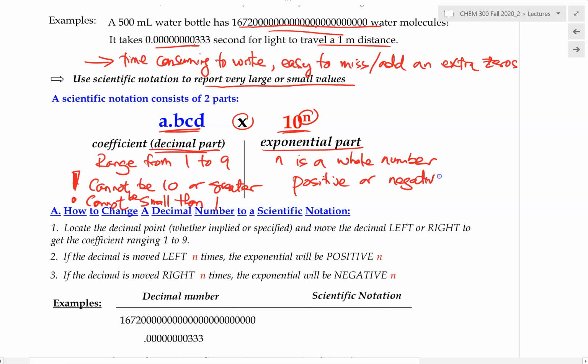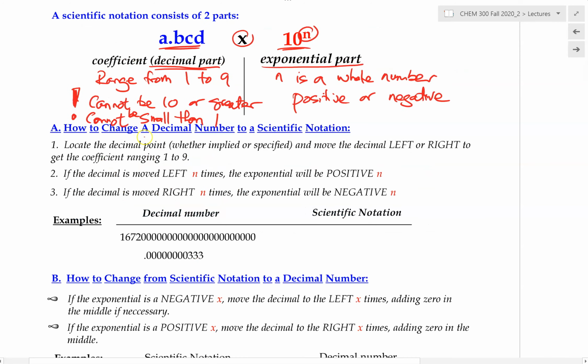The more positive it is, the larger the value, and the more negative it is, the smaller the value. And now let's go over how we would use scientific notation. So how to change a decimal number to scientific notation. The first step is to do the following.